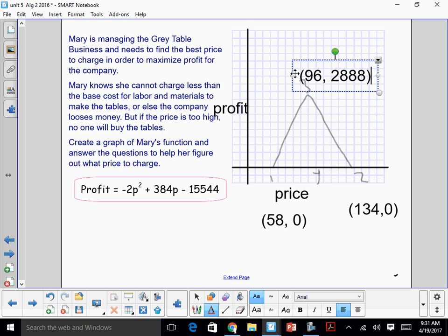So, how do I say it? If we move along here charging people money, there's a certain amount of money we would charge them that will get us to the top of the hill. What's the amount of money that we would charge them that will get us to the top of the hill? 96. So the price that would get you the maximum profit is 96.